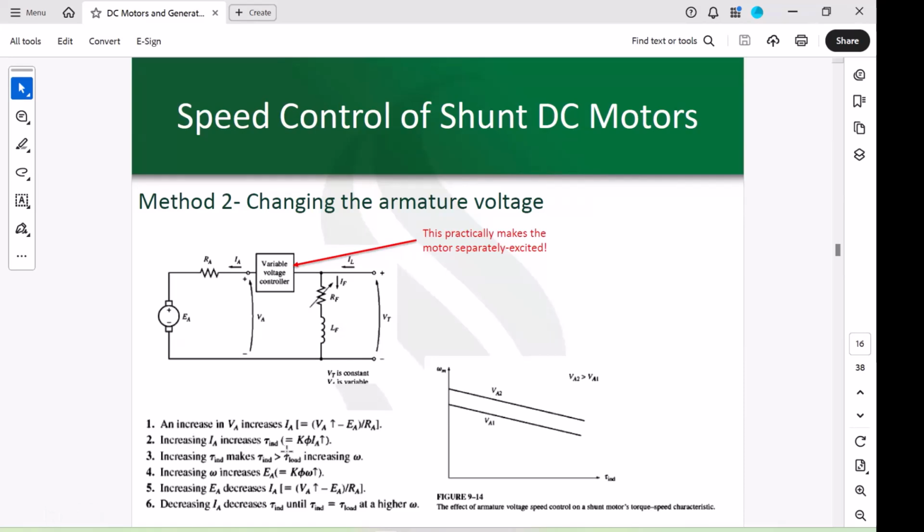That increasing the IA will result in increasing the tau. Now look at here, tau is now having a constant phi element. That's because you're not changing the voltage applied to the field anymore. You just change the applied voltage to the armature. So that's why it increases tau induced. Increasing tau will cause tau to be greater than tau of the load. Therefore, it increases the speed, accelerates the speed.